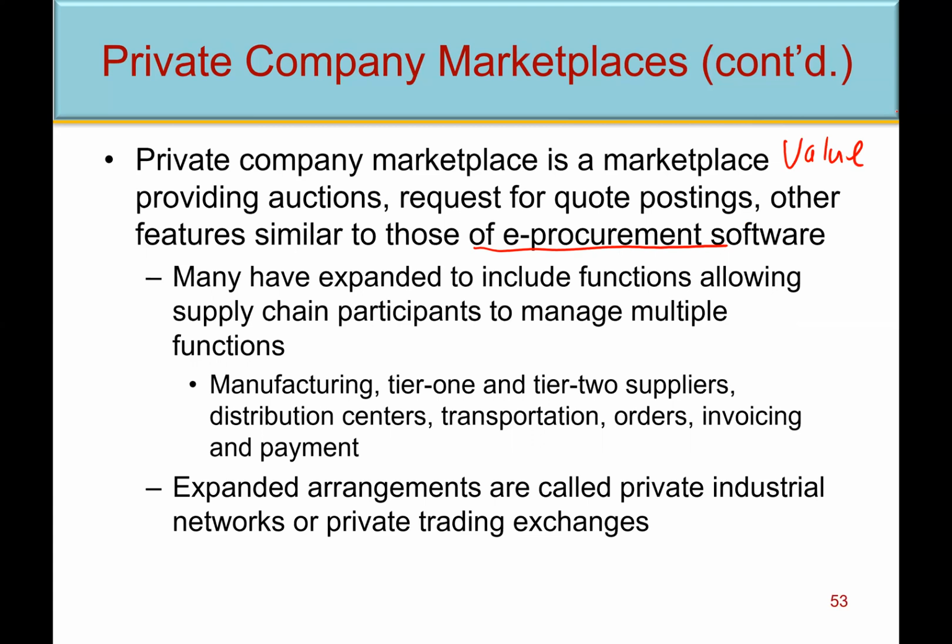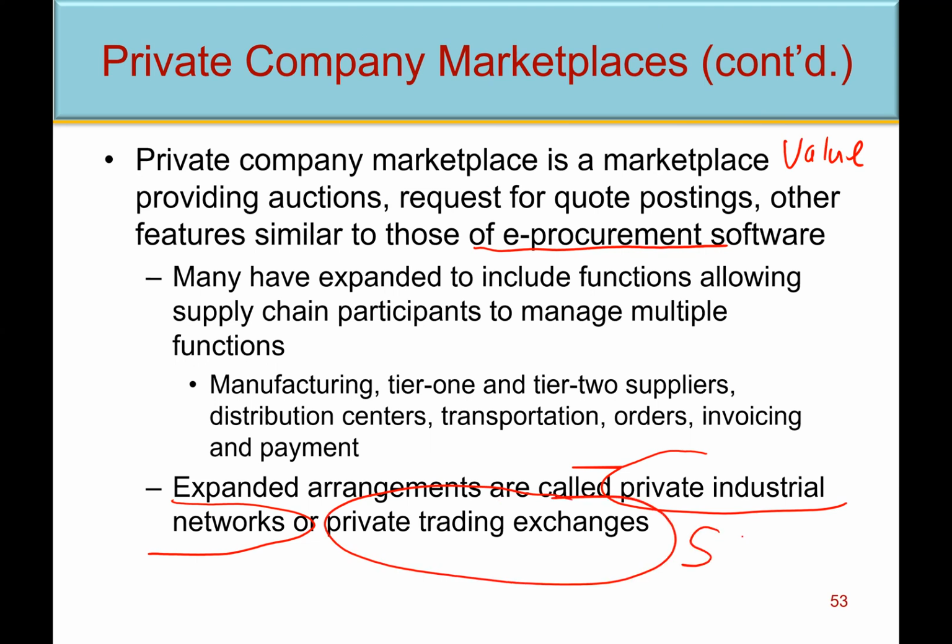Okay, so many have expanded to include functions allowing supply chain participants to manage multiple functions. So manufacturing, tier 1 or tier 2 suppliers, distribution centers, transportation, orders, and also invoicing and payment. These are some of the multiple functions available. So the expanded arrangements are called private industry networks. Okay. So moving forward, the big company actually forms a network called private industry network or private trading exchange. They have their own territories to link up suppliers. So the manufacturer provides a system, and also they link up distributors and also retailers. Retailers as well. Okay.